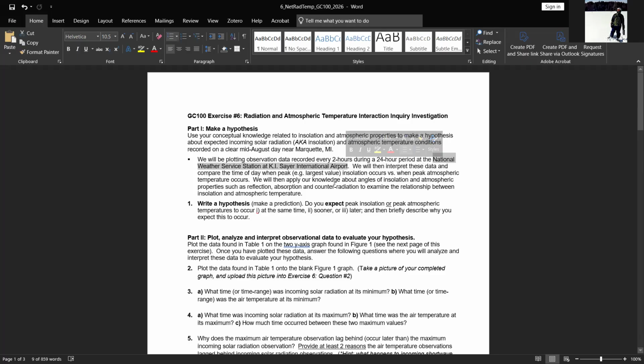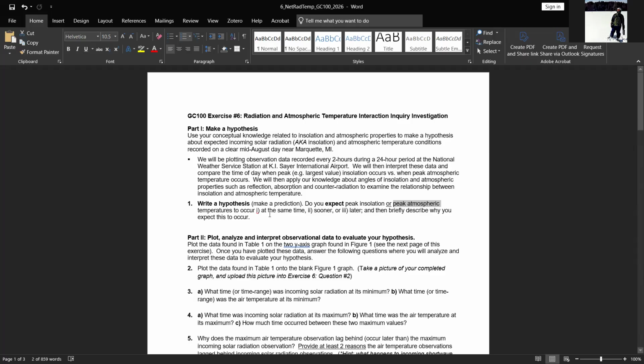Before we do that, I want us to take a moment. I want you to compile your thoughts after watching lecture contents related to incoming solar radiation and what that means in terms of when radiation is at its peak during a day, and then how you think that will influence our atmospheric temperature, so how warm it is during a given day.